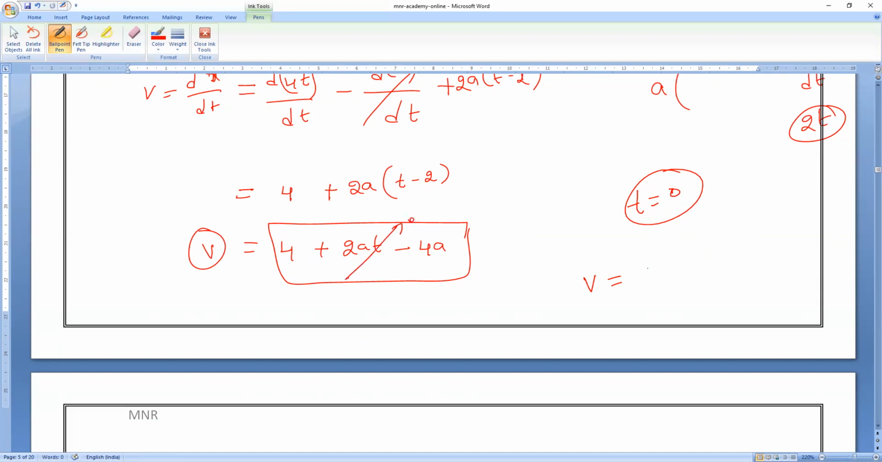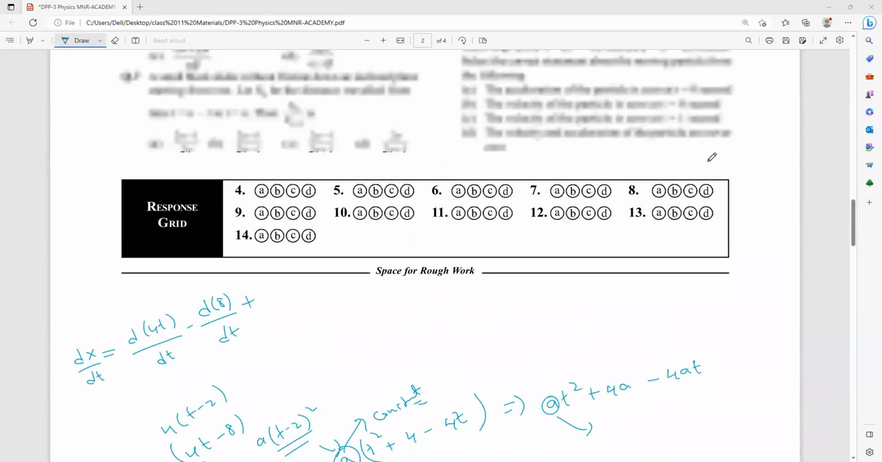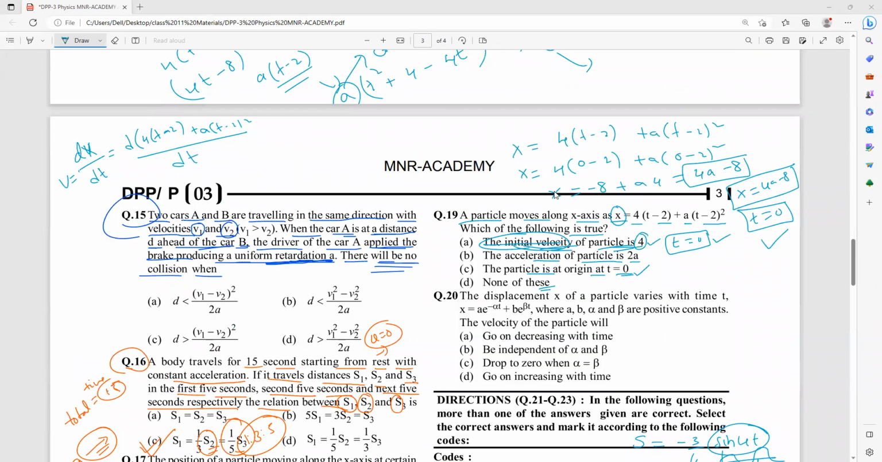So this term will go off. So 4 minus 4a. So 4 will be common, 1 minus a. So is it 0? Velocity is 0 or 4? It is 4. Yes or no? 4. Yeah. So what is the initial velocity? Check it, everyone. They are saying the initial velocity of the particle is how much? Forget about that constant. 4. It is 4. Okay, everybody.